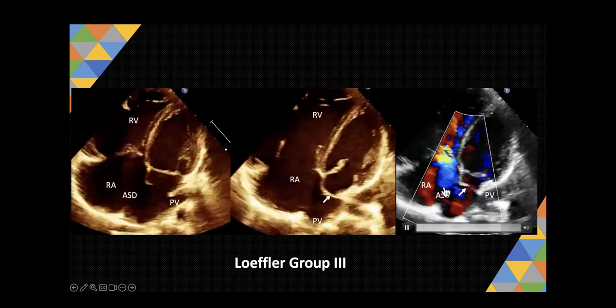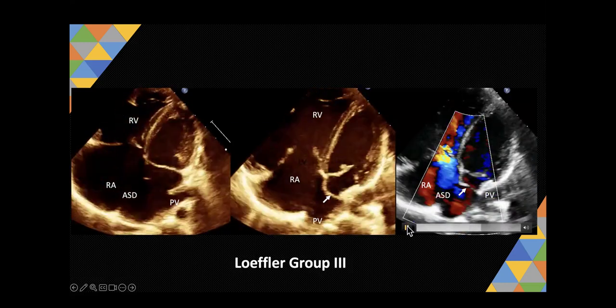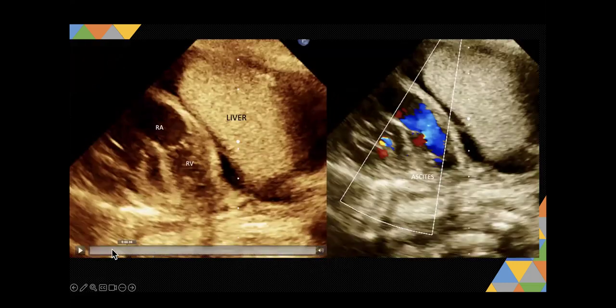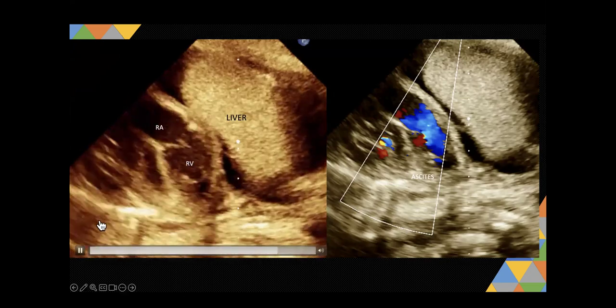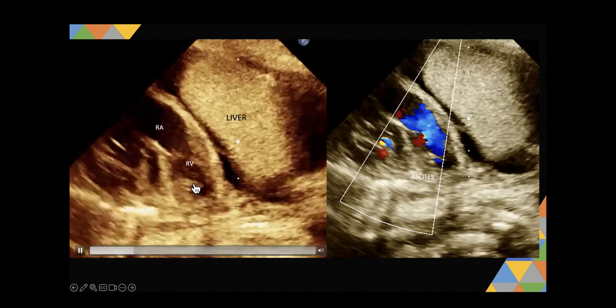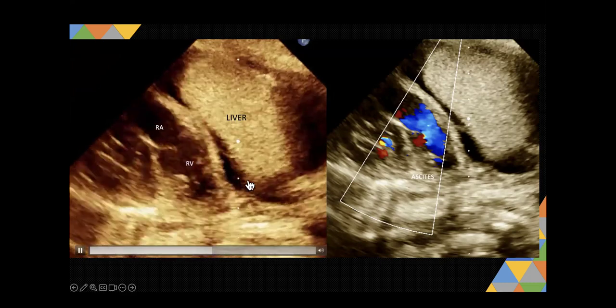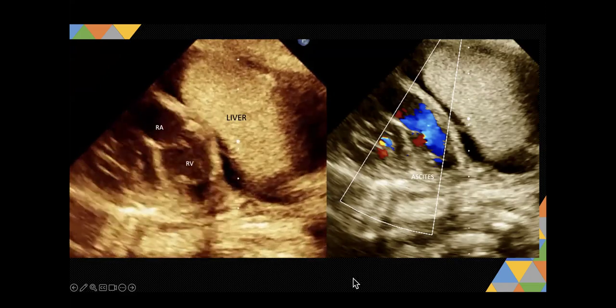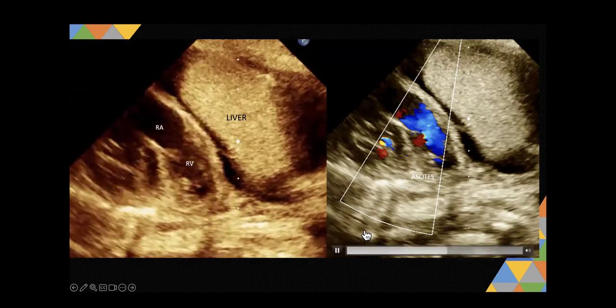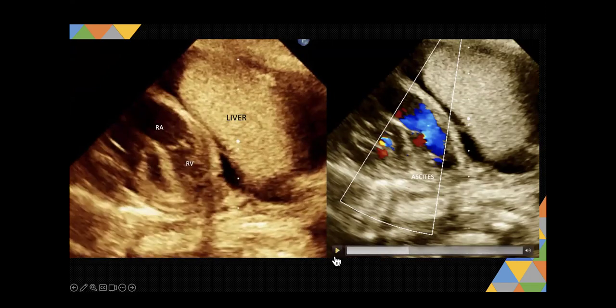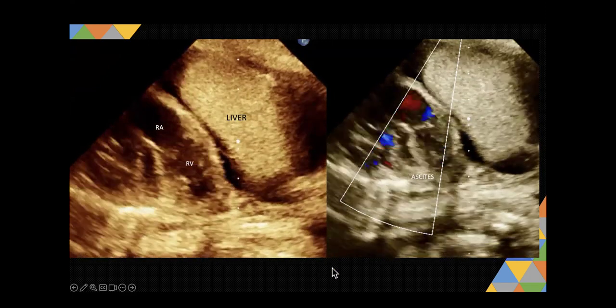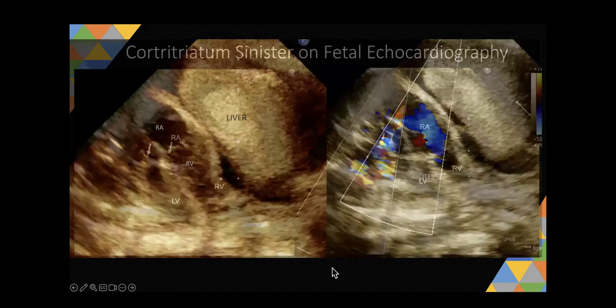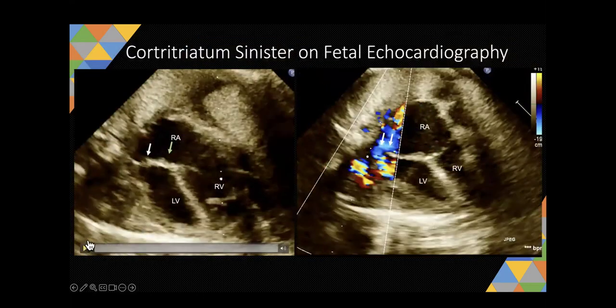And apart from that, there was a large shunt between the LV and the right atrium across the atrial septal defect. This is the fetal echo, and you can see on the fetal echo that the right atrium and right ventricle were enlarged. The liver was there, and there was a large effusion which indicated heart failure in the fetus. There is some issue with the image here, but let me show you in a clearer way.